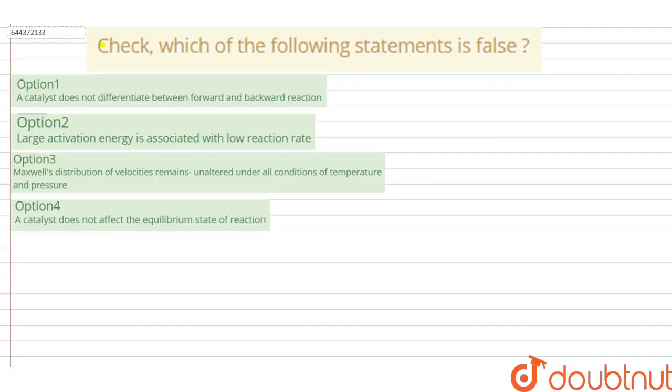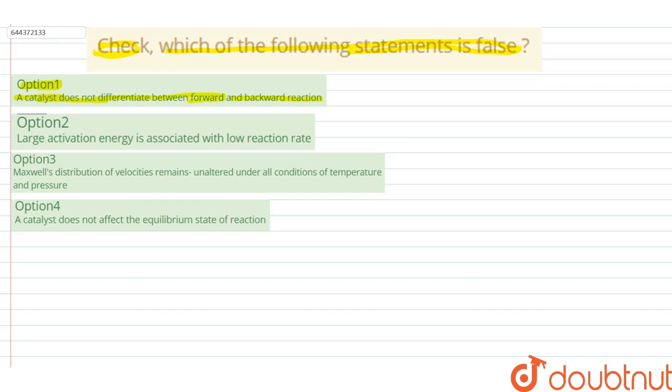Hello, welcome to Doubtnut. So our question says, check which of the following statements is false. In the options we have been given 4 statements. One by one we will analyze each option and find out whether it is true or false. Option 1 says a catalyst does not differentiate between forward and backward reaction.